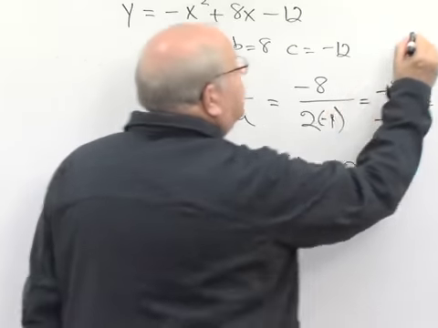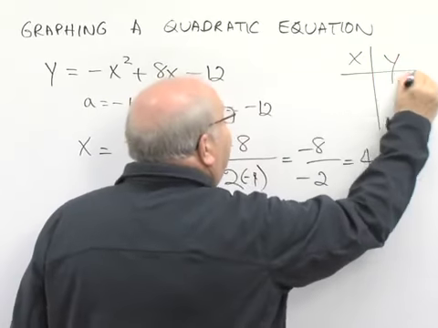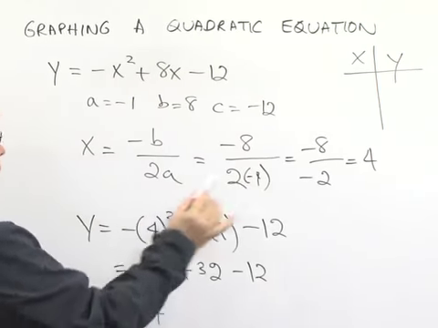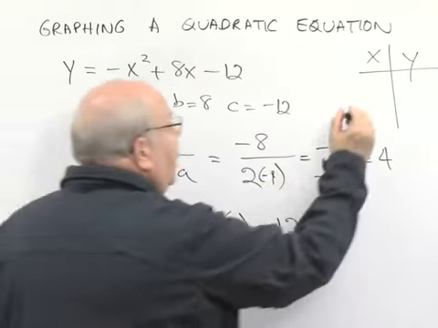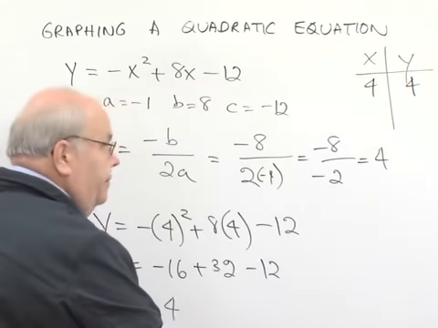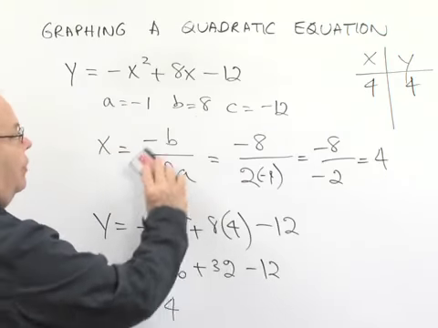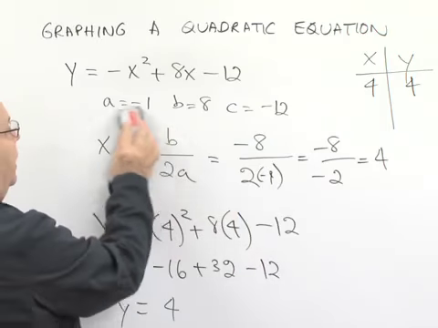Now, if we make a simple table of values, we'll record this very important point: when x is 4, y is 4, and that is our vertex. Now let me do a little erasing, and we will finish the rest of the work that we need to do.